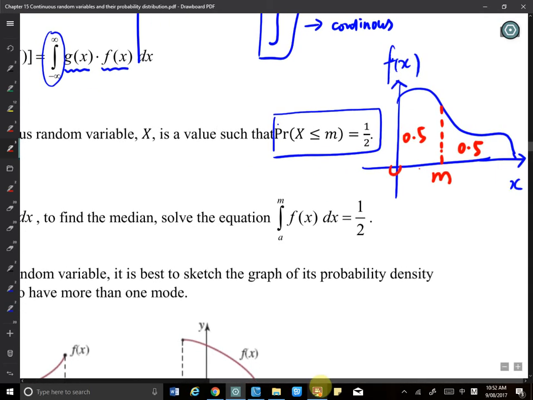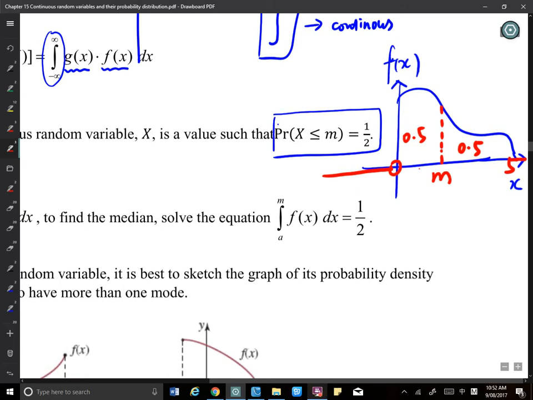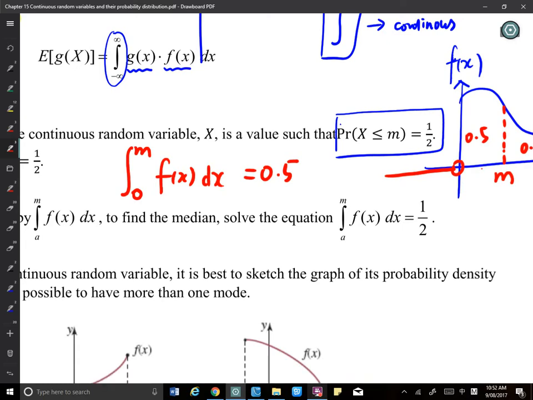Let's say in this question we have 0 to 5, for example, as our domain. And we have 0 on that side and 0 on the other side. Then we find the integral from 0 to m. We integrate that function, and we make that equal to 0.5. We're trying to solve that on the calculator. Okay, solve that, comma, m, and see what that value is.